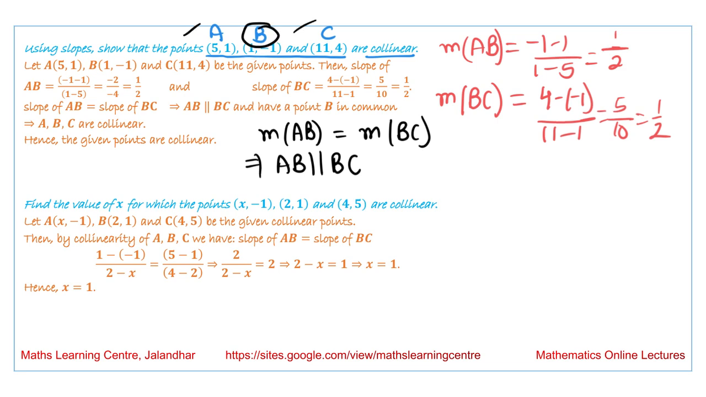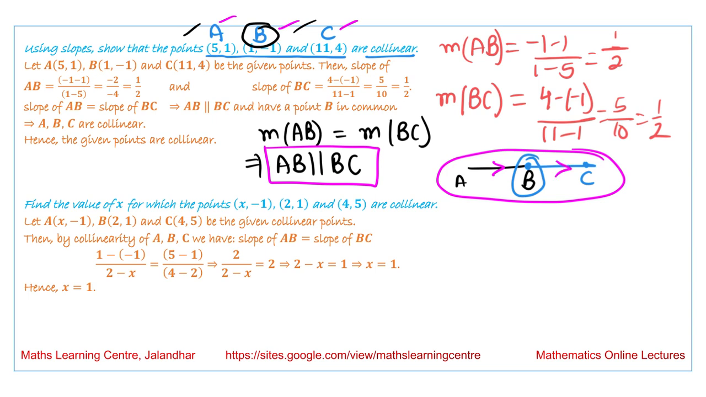We are saying we have one line AB, we have another line BC where this point B is common between both these lines. It means that these 3 points must be collinear, they must be in a straight line. Next is find the value of x for which these 3 points are collinear. So again we name these points as A, B, C.